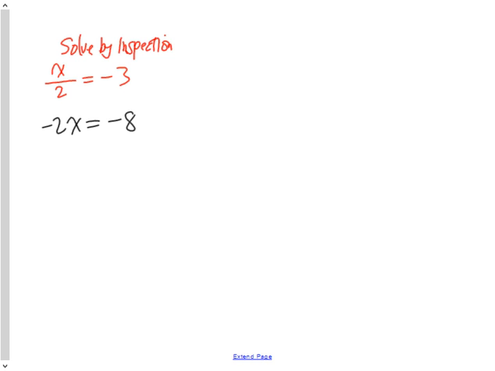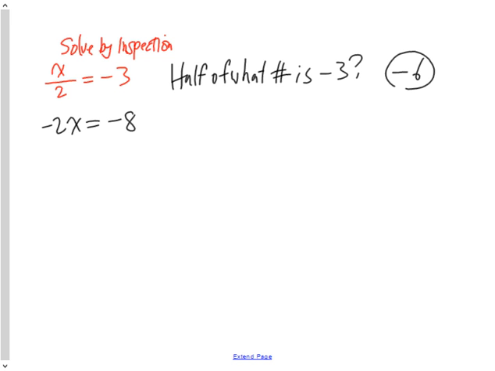The first question asks you to solve by inspection. Now, what I want you to do on the test, if it says solve by inspection, I want you to write the question out so that I know you are interpreting it. So you have to write out this: half of what number is negative 3? What's the number? The answer is half of negative 6. So the solution by inspection is negative 6 divided by 2 equals negative 3.